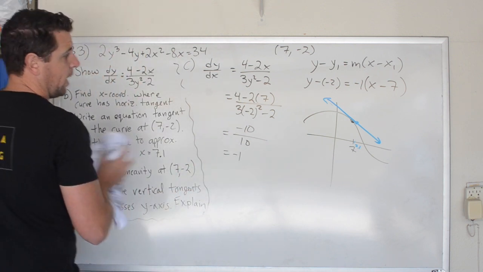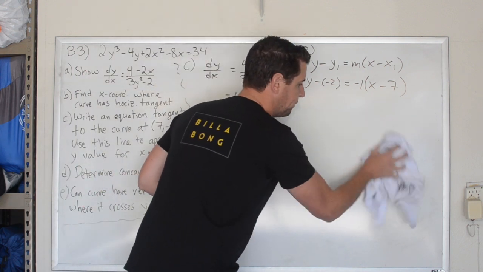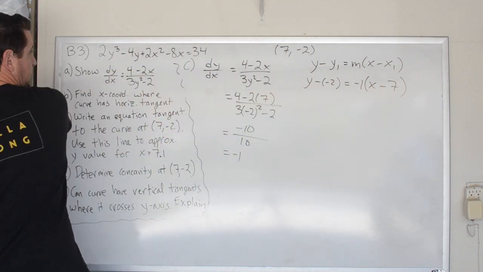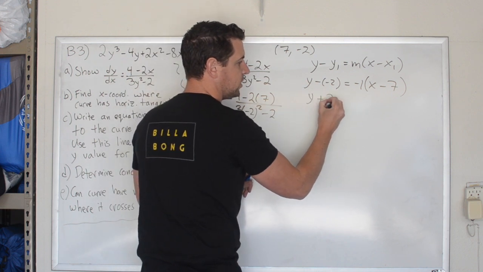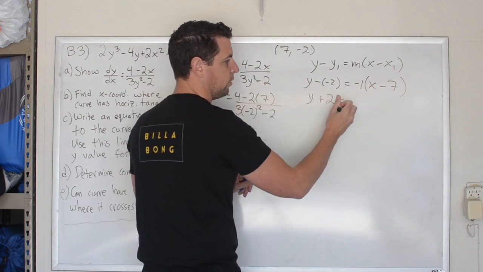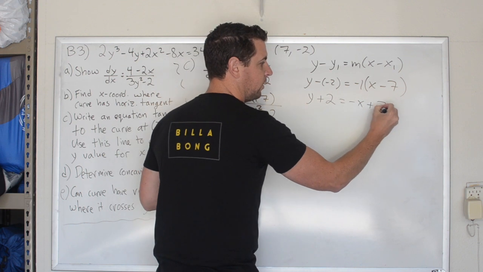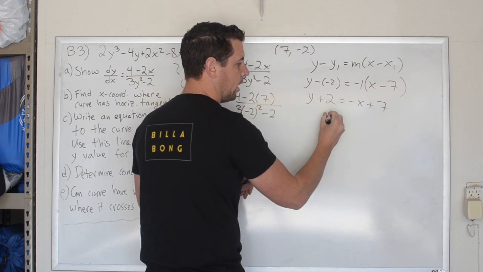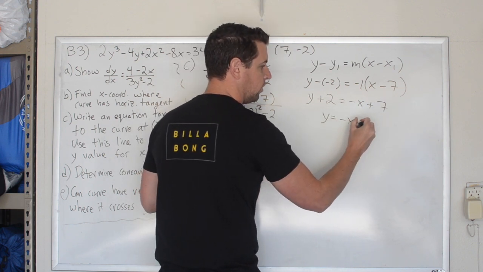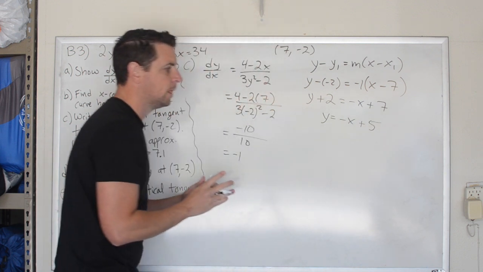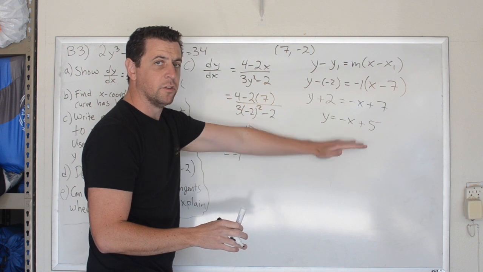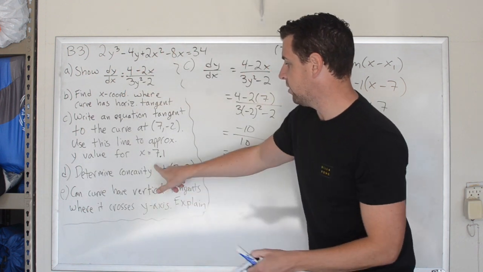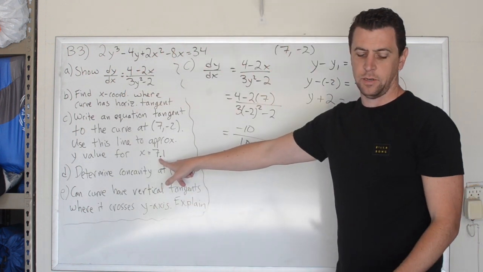So I'm going to take my line here and solve for y. So this will be y plus 2 equals, the negative here will distribute, and I get negative x plus 7. I can subtract the 2 over and I get y equals negative x plus 5. What I'm going to do then is use this equation to approximate when x is 7.1. That's what they wanted me to do.